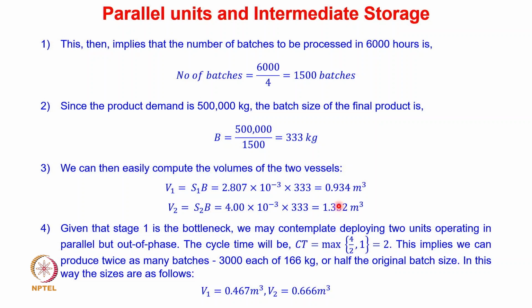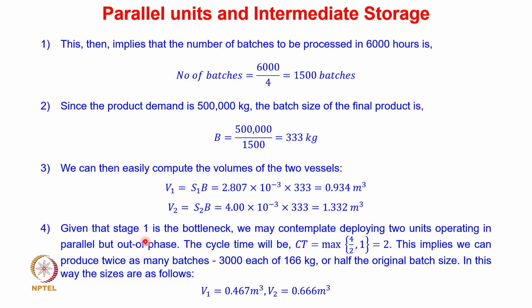Similarly, we can calculate the size for vessel 2, which will be given as S2 times B. In this case, 4 times 10 raised to the power minus 3, that is S2, multiplied by 333, becomes 1.332 meter cube. So this is what we have obtained. These are the volumes of the vessels required for stage 1 and stage 2.